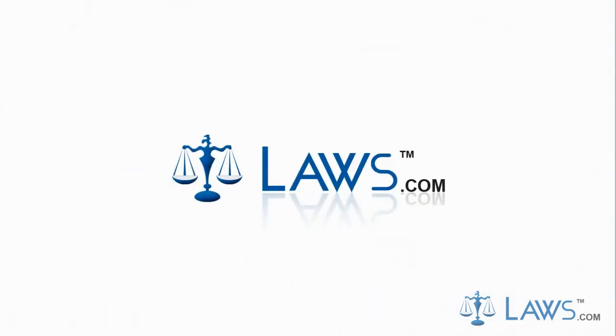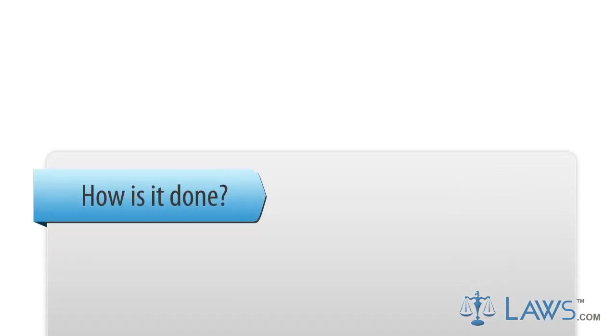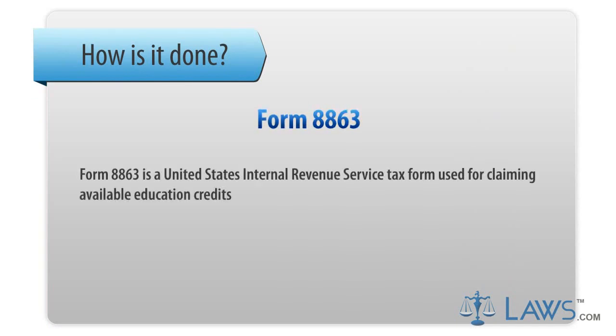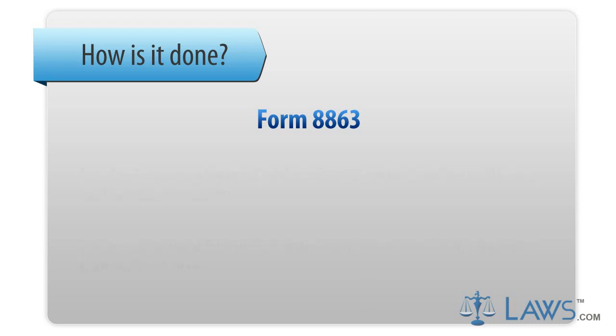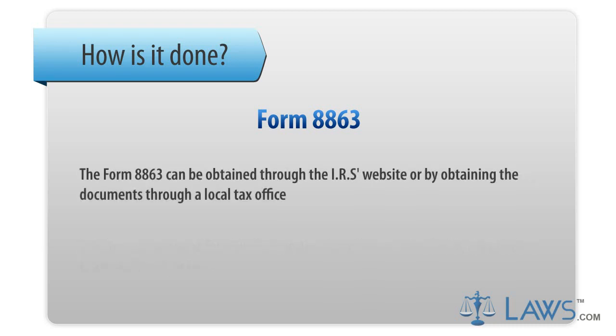Laws.com Legal Forms Guide. Form 8863 is a United States Internal Revenue Service tax form used for claiming available education credits. This form can be used for claiming the American Opportunity Credit, the Lifetime Learning Credit, or both. The Form 8863 can be obtained through the IRS's website or by obtaining the documents through a local tax office.